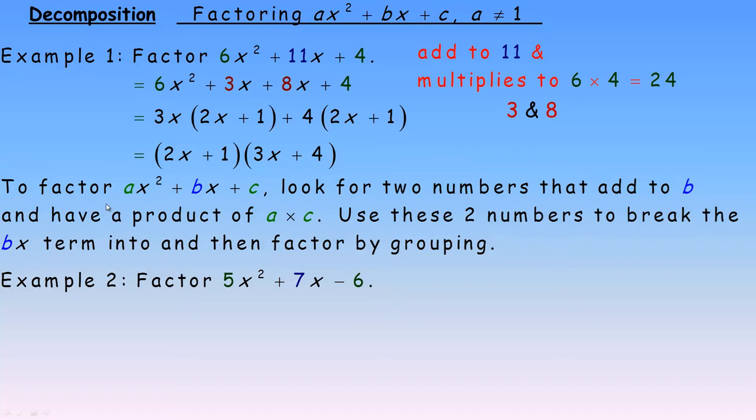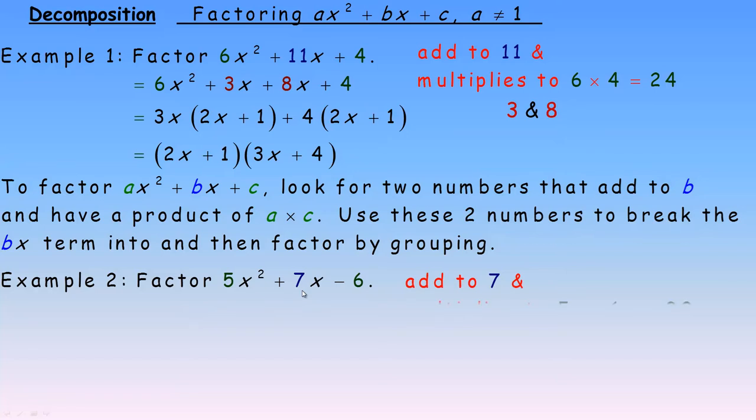So to factor ax² plus bx plus c, we look for 2 numbers that add to the b from the bx and have a product of a times c. And so you use those two numbers to break that bx term into two different terms, and then factor by grouping. So we're going to take a look at some more examples, one here and three on the next page. So 5x² plus 7x minus 6, we're going to factor that.